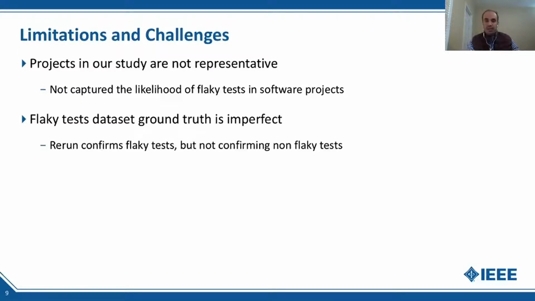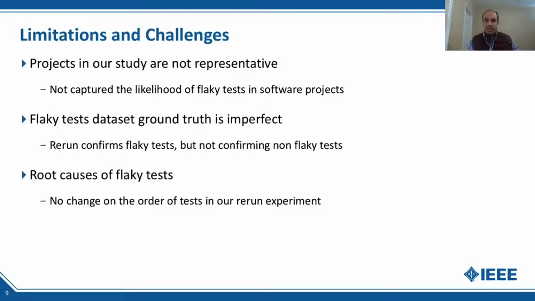The main point of rerun is to confirm a test as flaky if it passes and fails, and we cannot confirm if the other tests are not flaky. We have not changed the order of tests during the rerun. This means at least we didn't capture flaky tests caused by test order dependency. Even if the idea of this work is applicable to many different languages or other Java projects, FlakeFlagger works only on Java projects which can be run by Maven.